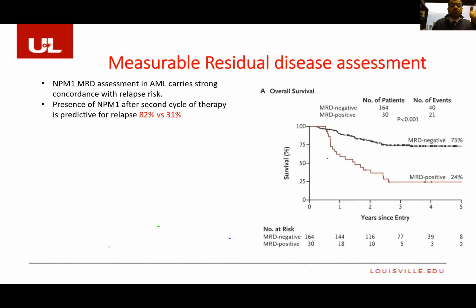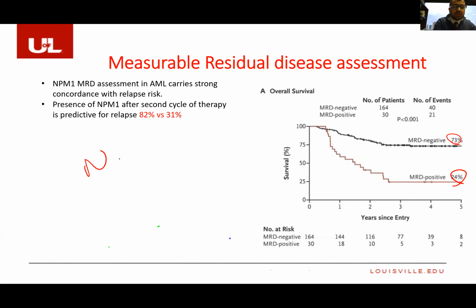So if somebody with acute myeloid leukemia who has NPM1 and it was negative after induction, they have a 73% chance of being alive after 5 years compared to those who have that being positive. And this is in people who have achieved a complete morphologic response. So MRD assessment is a big deal.